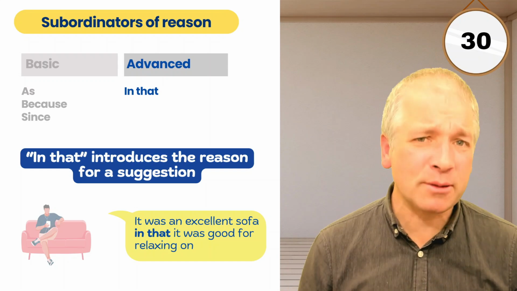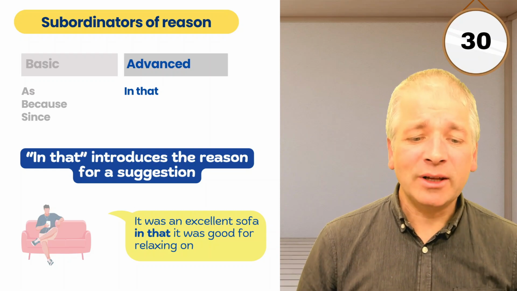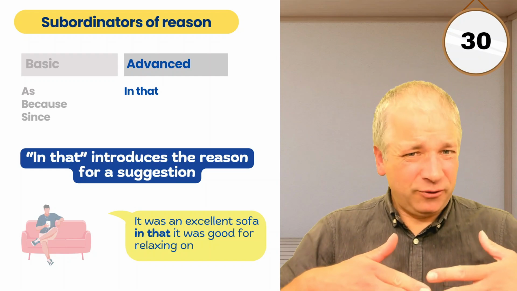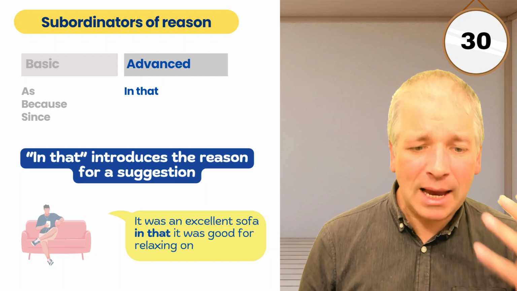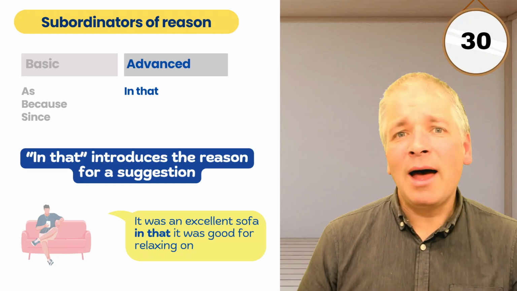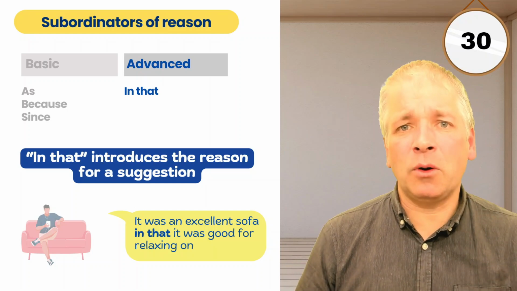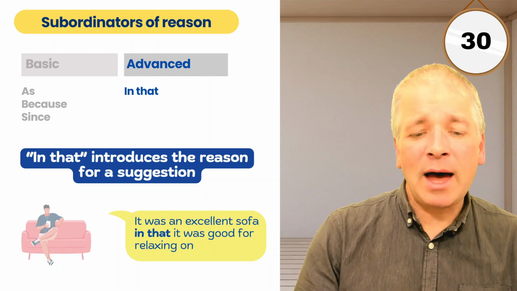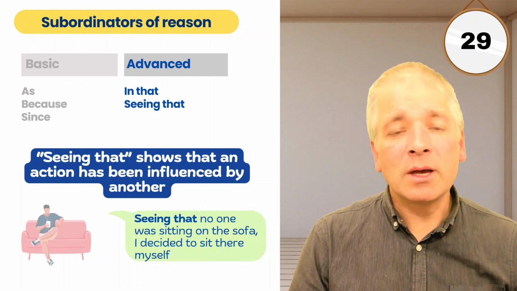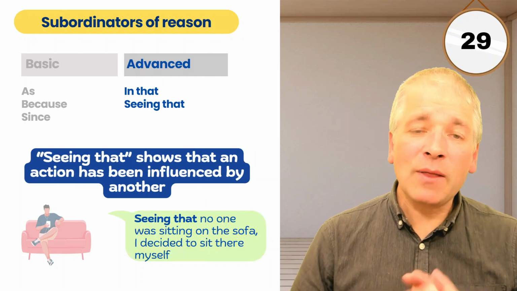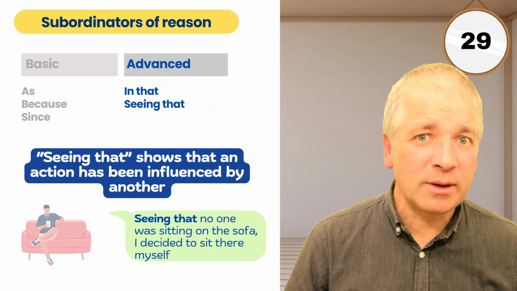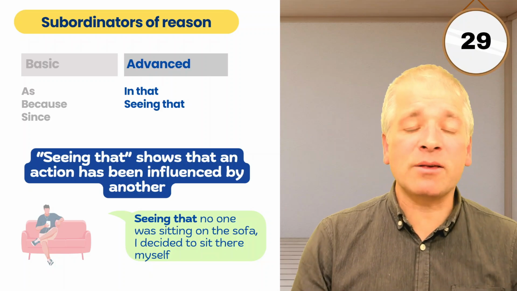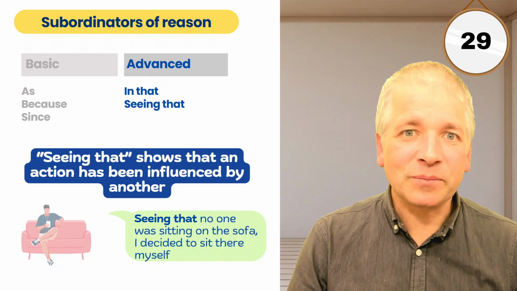It was an excellent sofa in that it was good for relaxing on. So in that here kind of justifies the point that we made in the main clause. It was an excellent sofa, and now I'm going to give an example or explain the reason why I think that it was an excellent sofa in that it was good for relaxing on. Seeing that. Seeing that shows that an action has been influenced by another. Seeing that no one was sitting on the sofa, I decided to sit there myself.